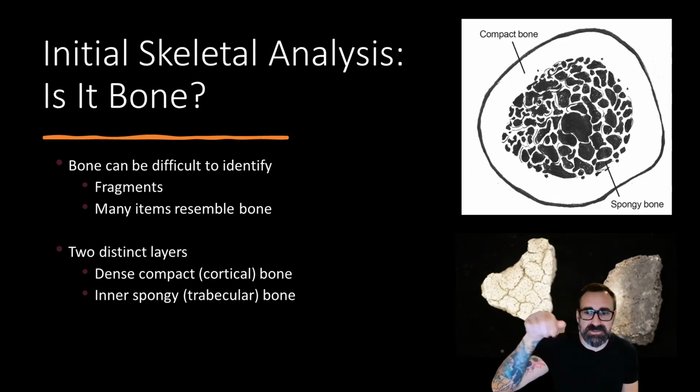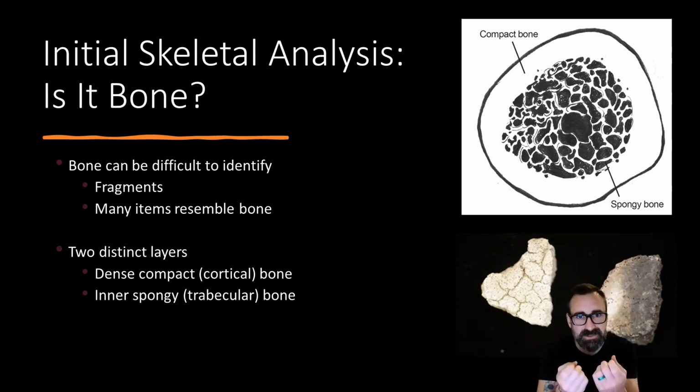The trabecular bone is the spongy bone that's in the middle. So if you were to break a chicken leg in half and look in where the bone marrow and stuff is, that's the trabecular bone. So if you've got those two features, you know, okay, what I'm looking at is bone.